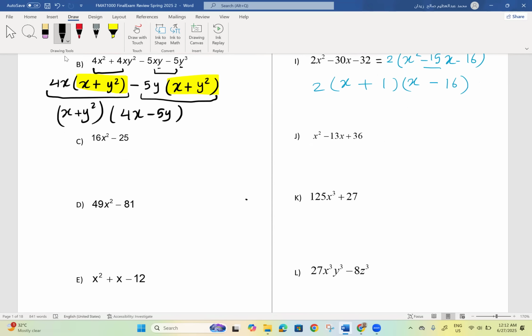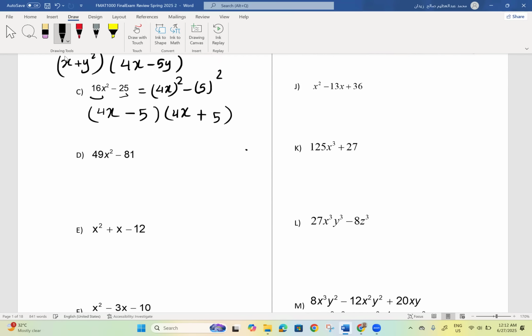And the next one is the difference of two squares. This is a square and this is a square. It can be written as 4x all squared minus 5 squared. So this can be factored easily as 4x and 5 with one plus and one minus. Thank you. The next one, you can do the same by factoring the difference of two squares: 7x times 7x, and the 81 is 9 times 9, with one plus and one minus.